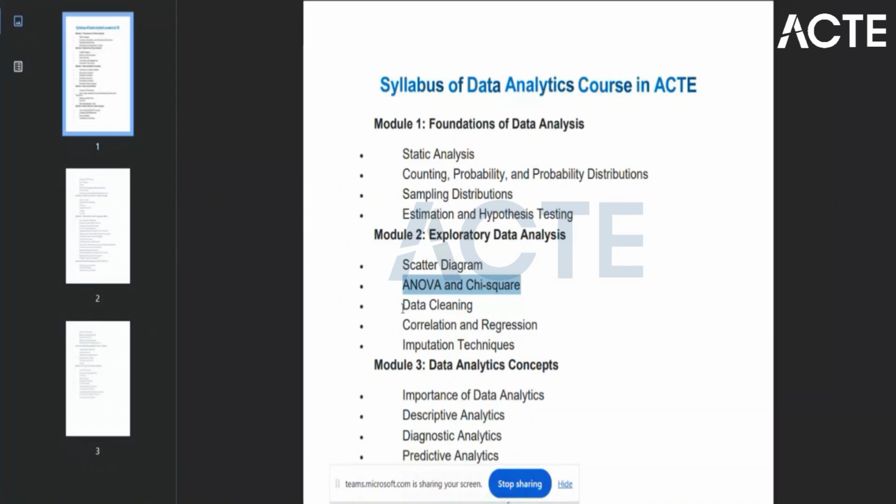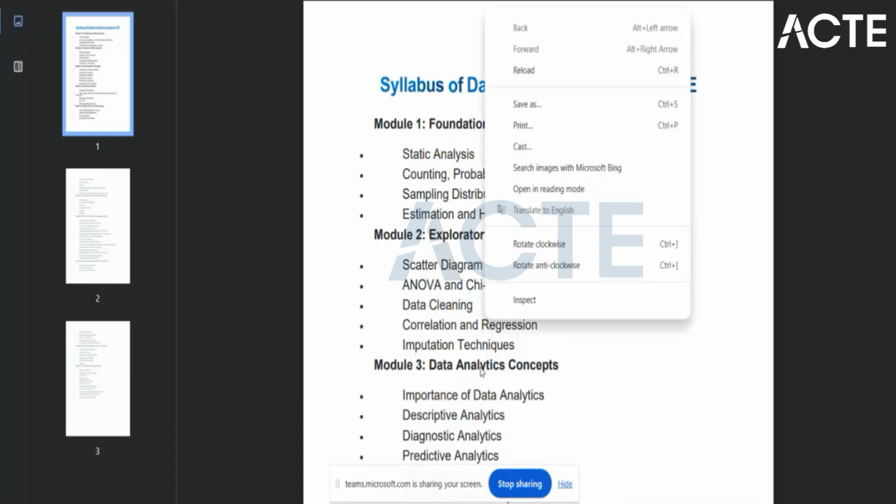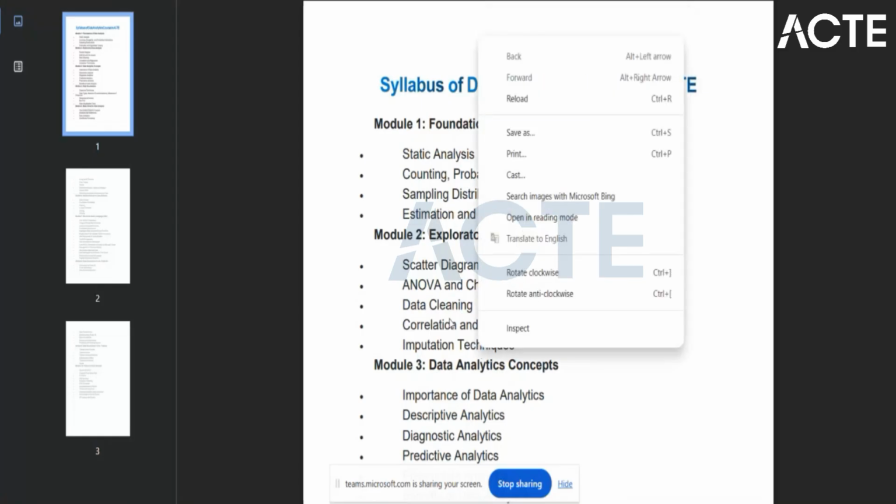Then we will see how to clean the data. Data cleaning in the sense that, suppose you have missing values, or anomalies, or outliers, all these things come under data cleaning, right? And then comes correlation and regression, and then the imputation techniques, right? So all these things come under exploratory data analytics, right?